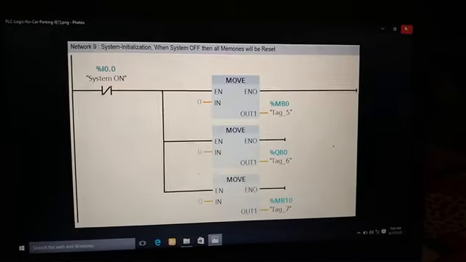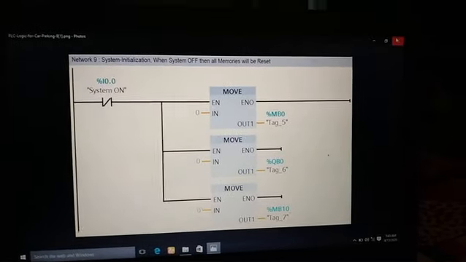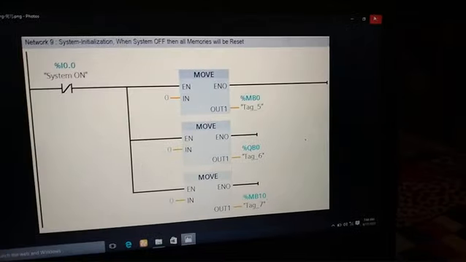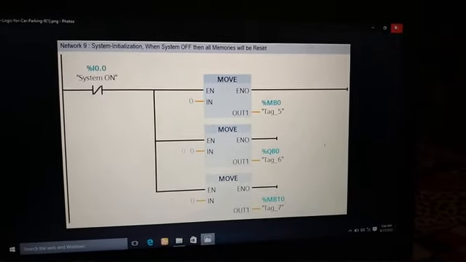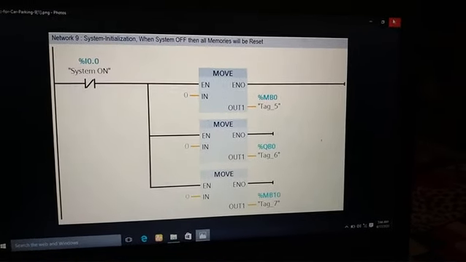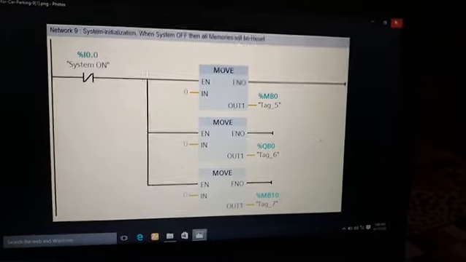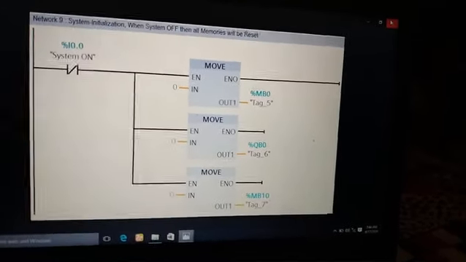Finally, in network 9, if the system on switch is off, then all memories should be 0. Here we have used a move instruction for moving 0 into all the memories.